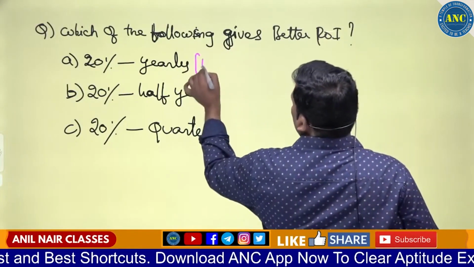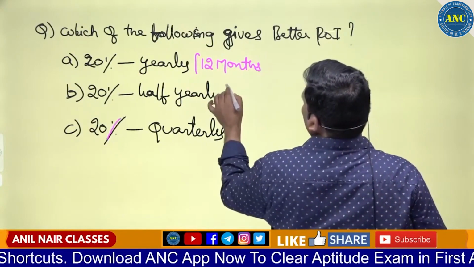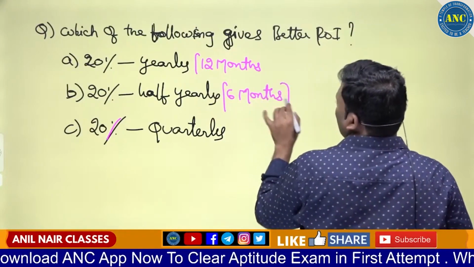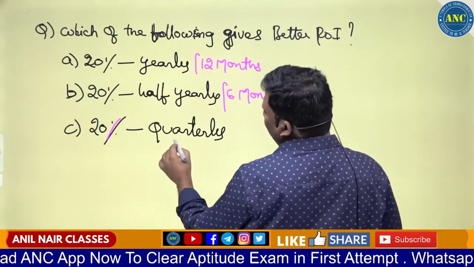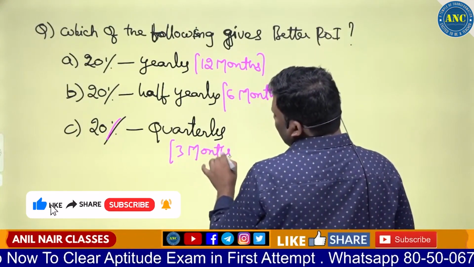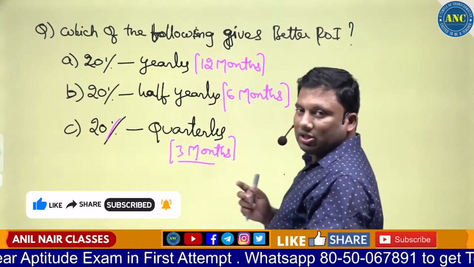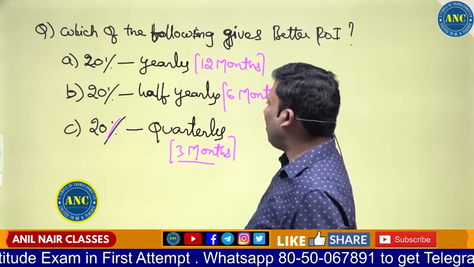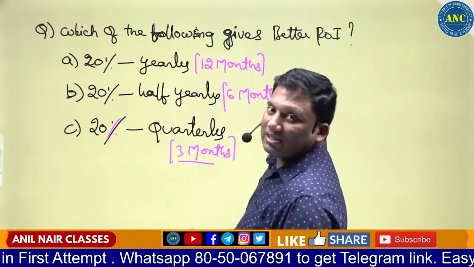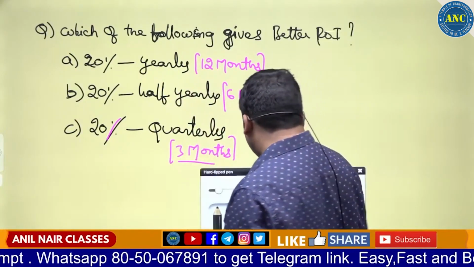Yearly is 12 months. Half yearly means 1 by 2 into 12, which is 6 months. Quarterly is 1 by 4 into 12, which is 3 months. If 20% is calculated quarterly, what will be the rate of interest? If 20% is calculated half yearly, what will it be? If 20% is calculated yearly, out of these, which one will give better rate of interest?